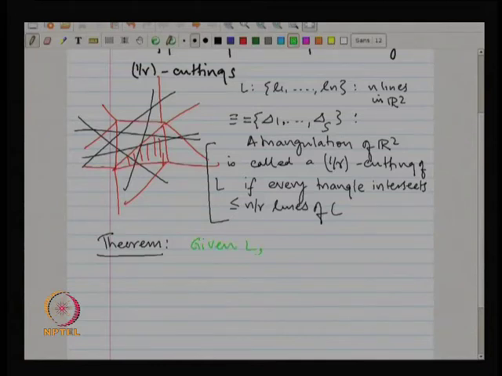Given L and r, a 1 over r cutting. Can you read it, or is it not a good color? Okay. Let me try this one.